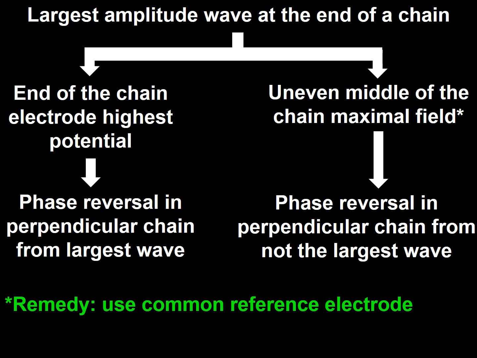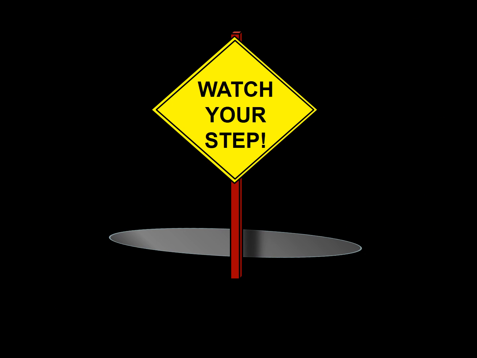When faced with a recording with the largest amplitude wave at the end of the chain, the best remedy is to go to a common referential electrode montage. Another pitfall to avoid when looking at bipolar recording is to misinterpret an equipotential zone at the end of the electrode chain. This situation may lead to erroneous lateralization.